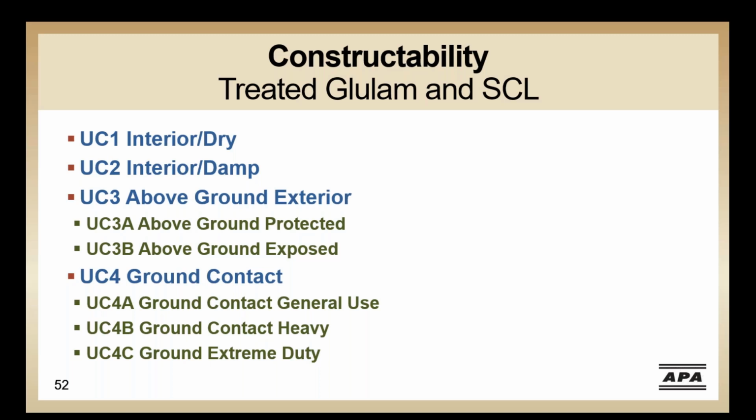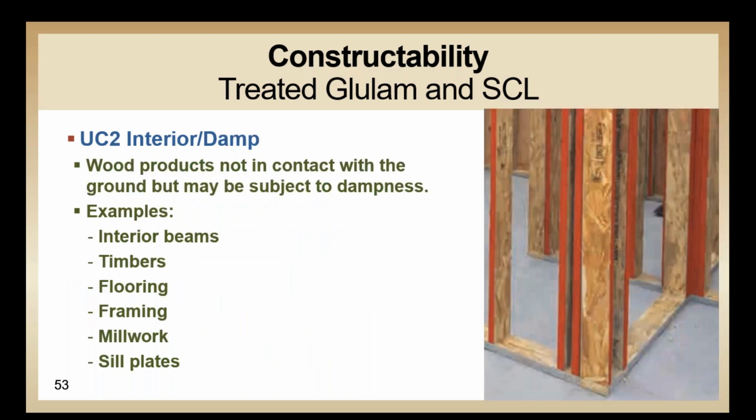Starting with use category 1 is your basic interior dry use application, with moisture content less than 16%, so no treatments are required for use category 1. Use category 2 is where you would first see in the standard where we need some treated product. These products are not in contact with the ground, but they may be subject to dampness. One SCL product that has been treated for this application is LSL treated with a zinc borate. It protects against termites and fungal decay. But note that the borate will leach out with continued wetting and drying, which is primarily why this is approved for this use category. There's not a lot of wetting and drying happening here. Some common uses for the treated LSL would be sill plates or beams that are bearing directly on concrete or masonry.